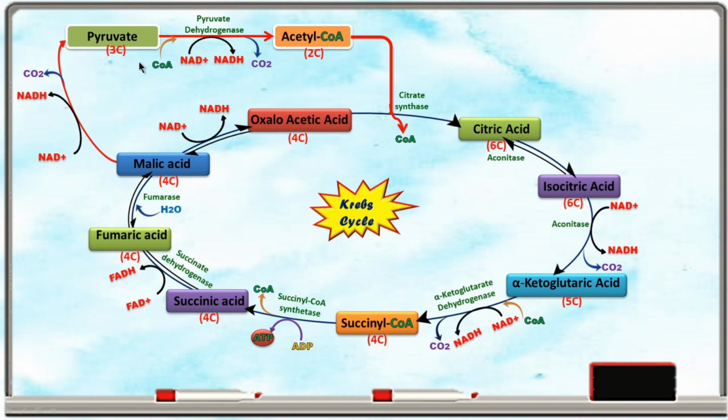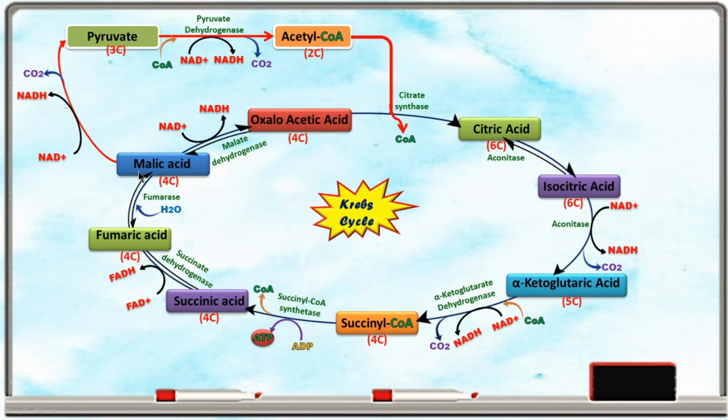So first we will see the oxaloacetic acid pathway. At first, the malic acid gets converted into another 4-carbon compound, which is oxaloacetic acid, with the help of an enzyme malate dehydrogenase. Here the NAD plus molecule is converted into NADH just like the earlier steps.